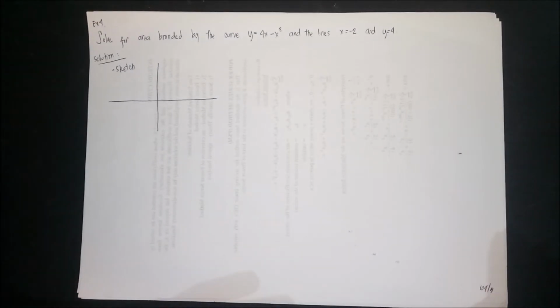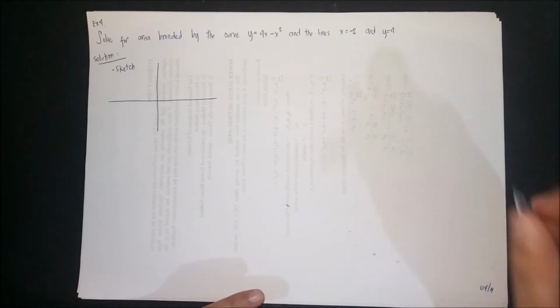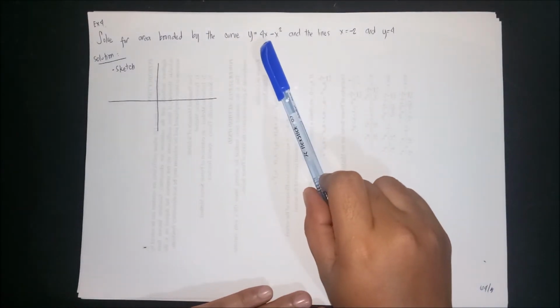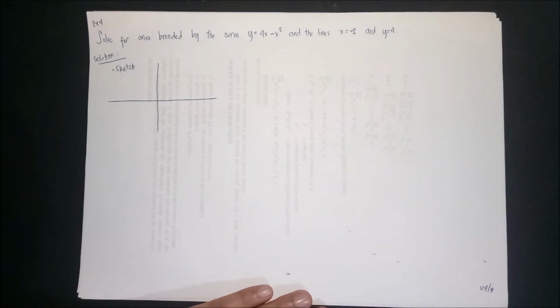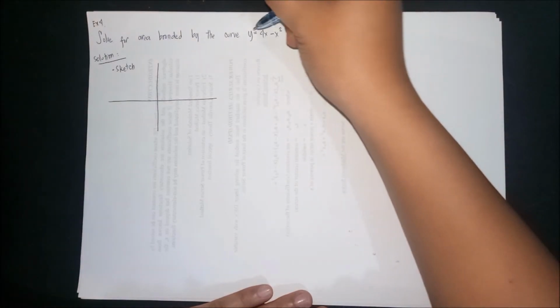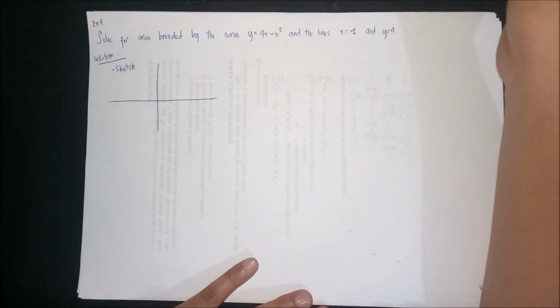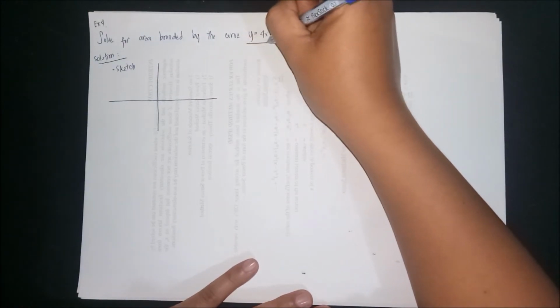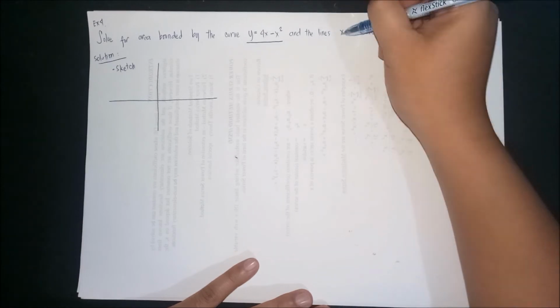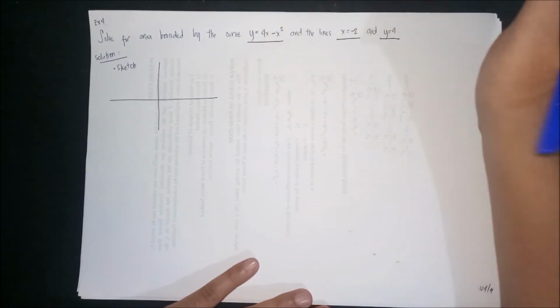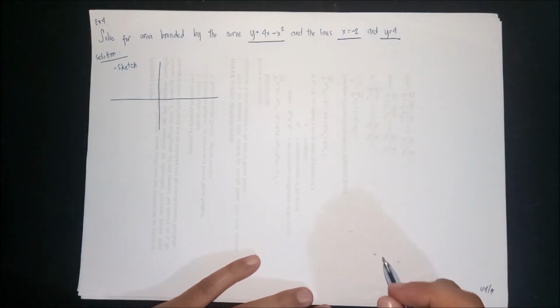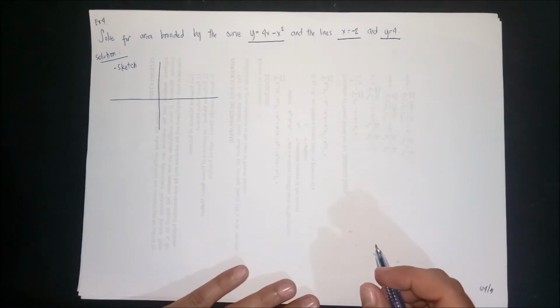You have your example number 4. Solve for the area bounded by the curve y is equal to 4x minus x squared, and the lines x is equal to negative 2 and y is equal to 4. So we have here one curve, y is equal to 4x minus x squared, and lines eto tsaka eto. Okay? So of course, yung first step natin is sketch. So unahin natin sketch class tong dalawa kasi madali na sketch.